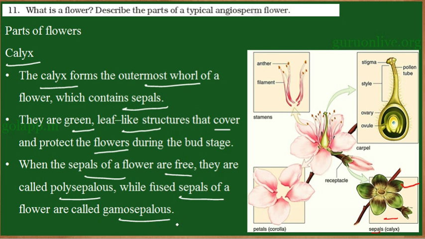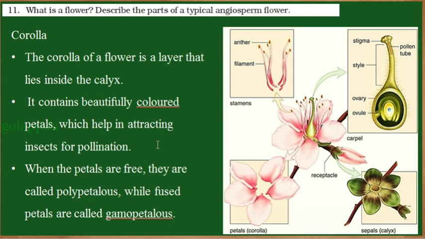So let us learn the next one, corolla. Corolla is also called petals. Here we can see these are corolla. They're also called petals. They are present inside the calyx. The outermost whorl was calyx, and inside the calyx we can see corolla.